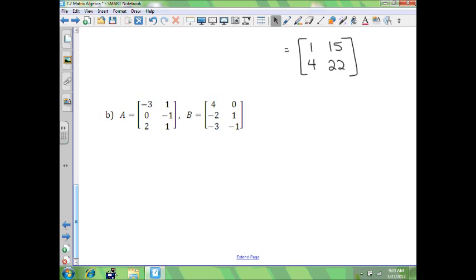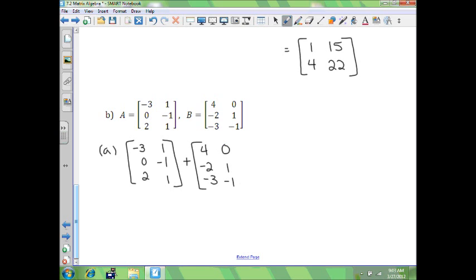Now in example B, we're going to do pretty much the same thing. So again, we're going to have A plus B. We're going to add our elements. Negative 3 plus 4 is 1. 1 plus 0 is 1. 0 plus negative 2 is negative 2. Negative 1 plus 1 is 0. 2 plus negative 3 is negative 1. 1 plus negative 1 is 0.